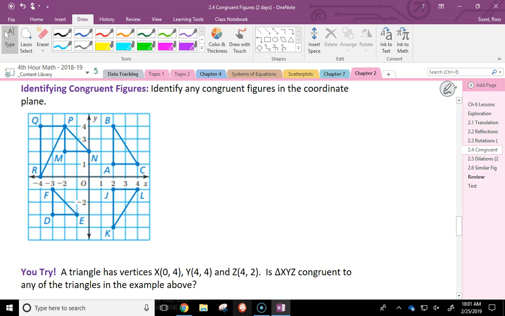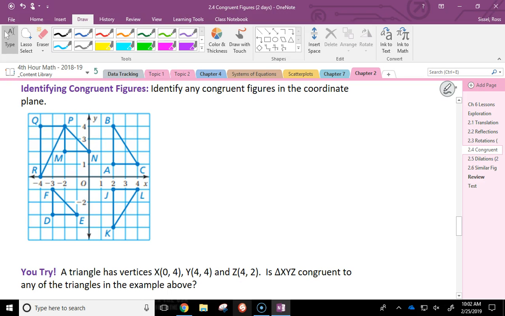So what I want you to do is you're going to look at this, and it says identify any congruent figures in the coordinate plane. Identify any congruent figures in the coordinate plane. So we have 1, 2, 3, 4, 5 triangles in there. Are any of the triangles congruent? That's what I want you to determine, and you can work with your neighbors right now.